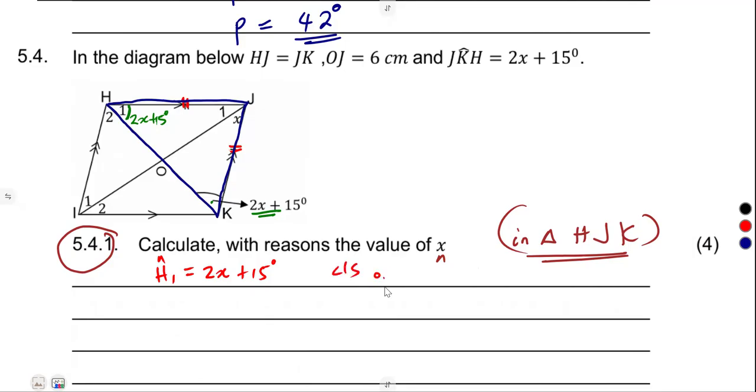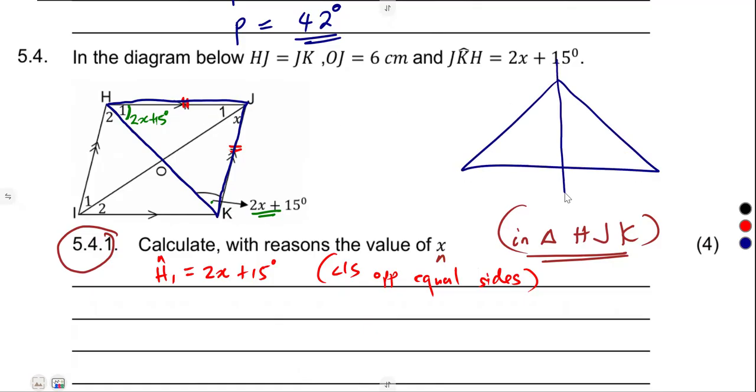Angles opposite equal sides, okay? So if these two are equal, another part is x. Angle J1 is equal to x. Remember the properties of an isosceles triangle. The line that we're going to draw is going to be perpendicular. These diagonals will be bisected. So it will be perpendicular, bisecting these two angles from the isosceles triangle concept.